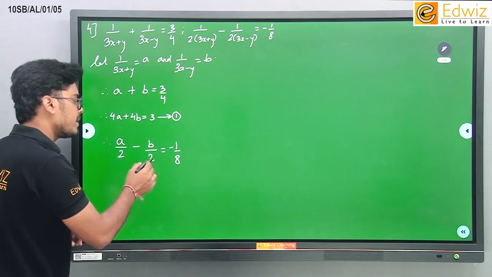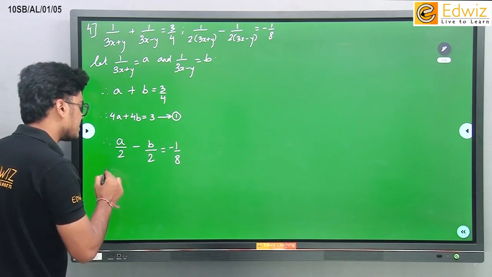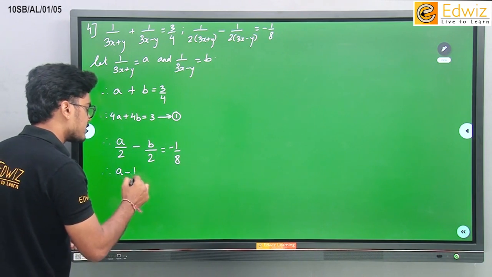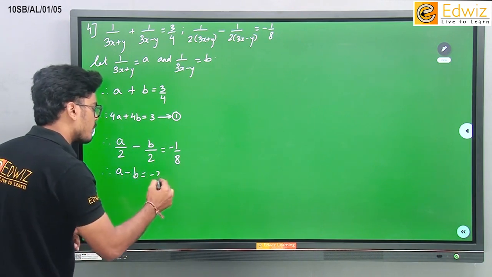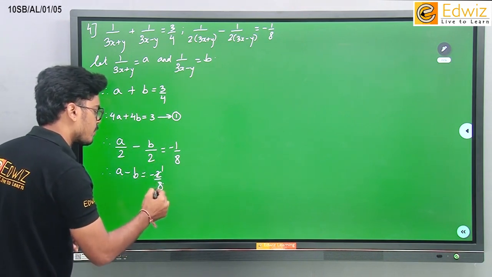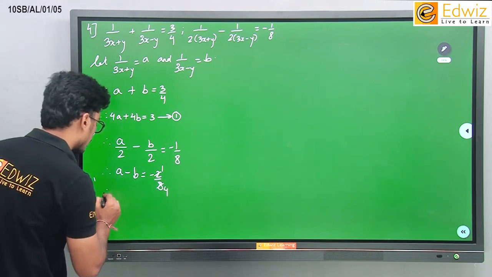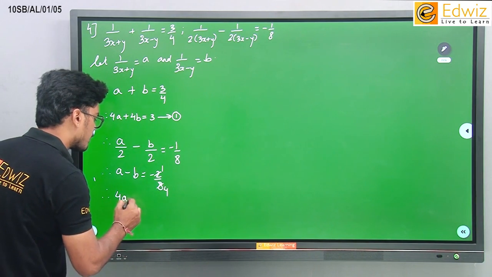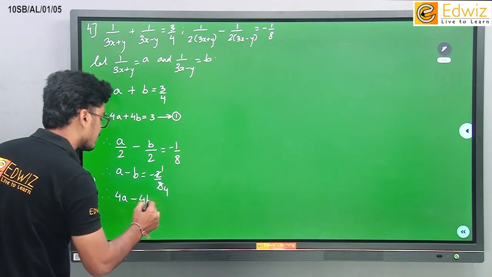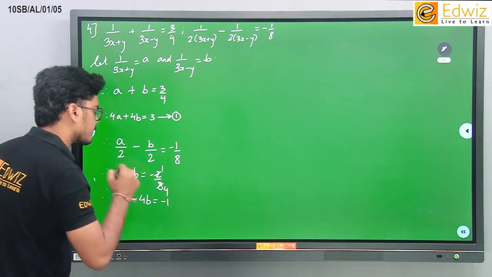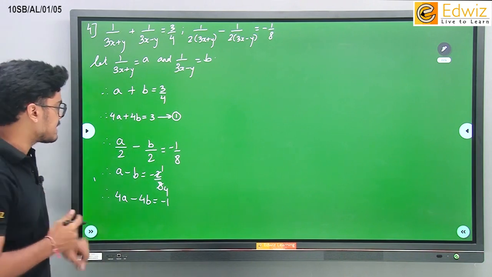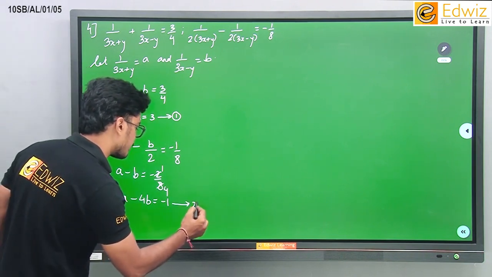The denominator 2 of both these, if I send it to the other side, this will be a minus b equal to minus 2 upon 8, which is 1 upon 4. Again 4 can be shifted to the left hand side. Okay, it will become 4a minus 4b equal to minus 1 as it is. Okay, this can be my second equation.